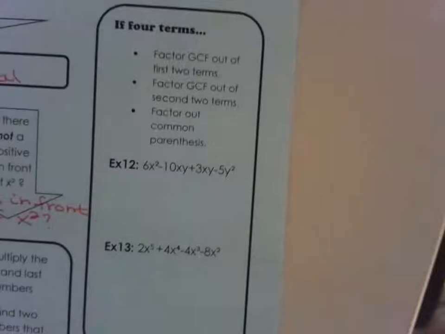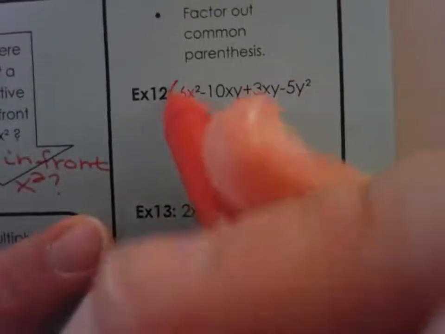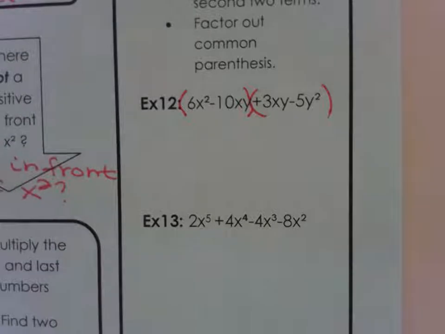Now if I look at this example, is there a GCF for 6, 10, 3, and 5? No. They don't all have an x, and they don't all have a y, so we can't take out an x or y. So you group the first 2 together and the second 2. You take the GCF out of the first 2, then take the GCF out of the second 2, and then take out the common parenthesis and write what's left.